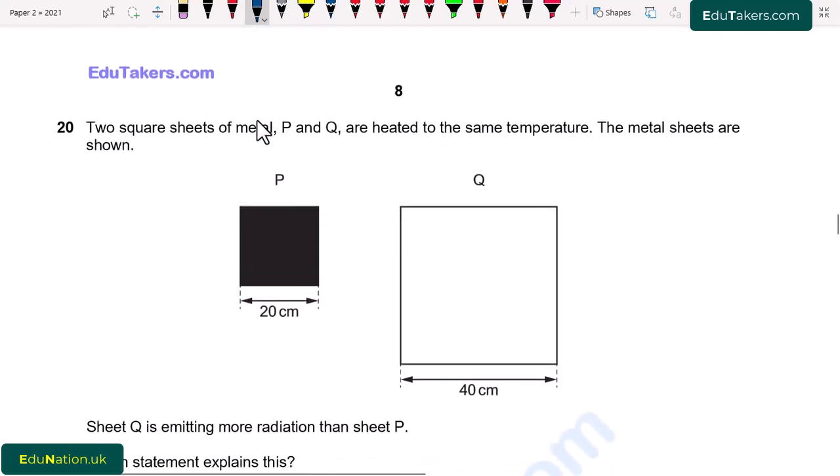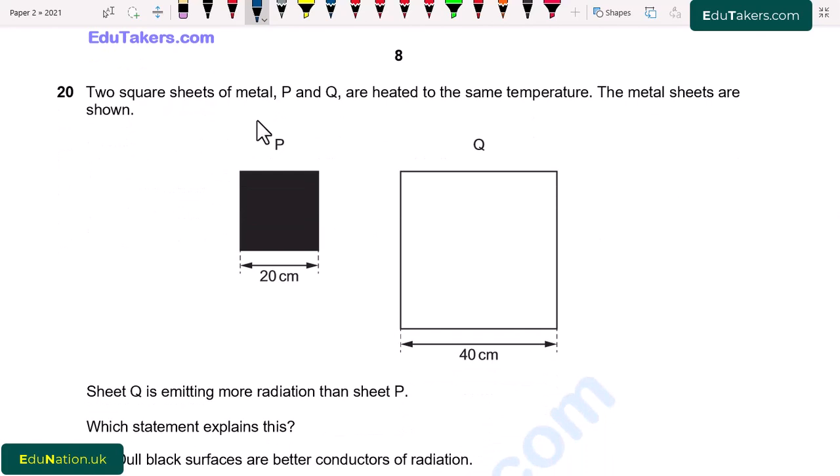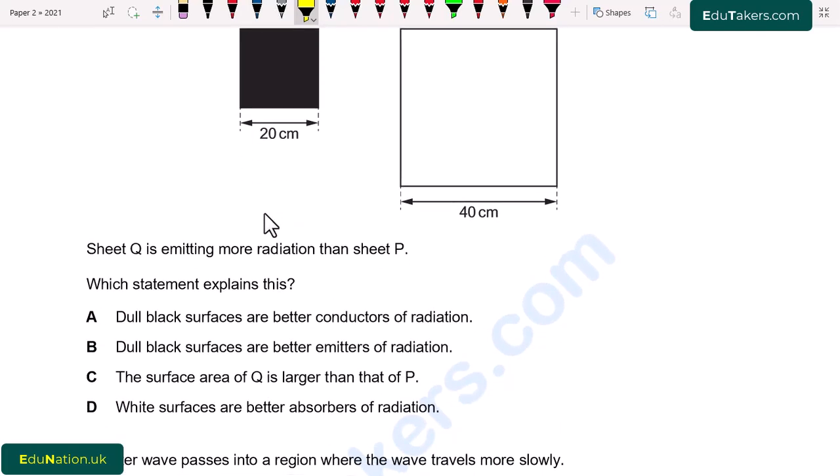Question number 20. Two square sheets of metal P and Q are heated to the same temperature. So we have two sheets. Both of these are at the same temperature. The metal sheets are shown. Here are two metal sheets. First one is P and the second is Q. Sheet Q is emitting more radiation than sheet P.